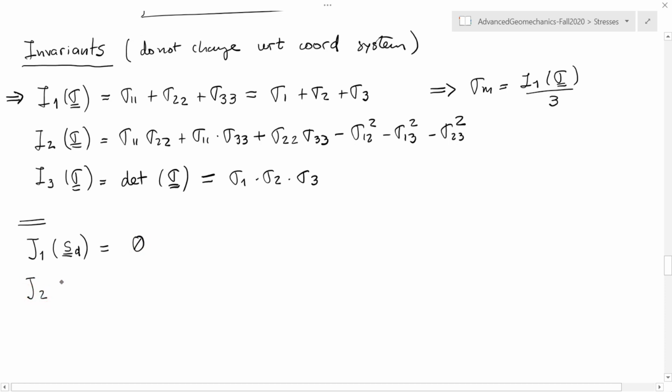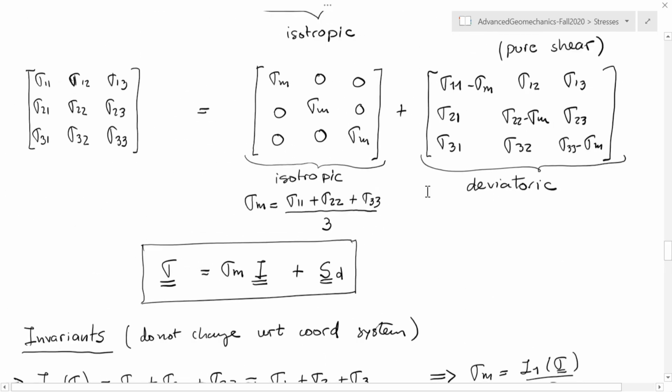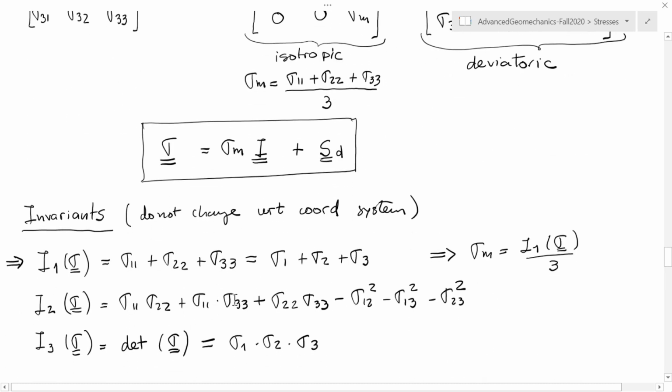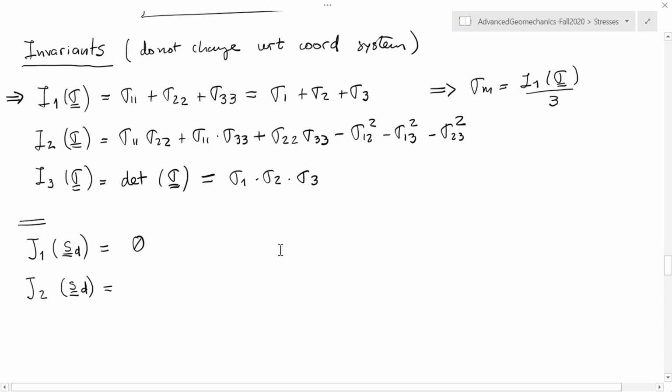The second invariant of the deviatoric stress tensor is going to be the one that we're going to use more. And notice that the second invariant characterizes the terms with shear, or is proportional to the off-diagonal terms. If we calculate the second invariant of the deviatoric stress tensor following this equation over here, you will find out that you can reduce this in terms of the principal stresses to the equation that I'm going to write right now.